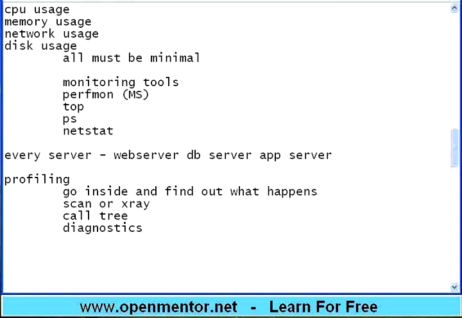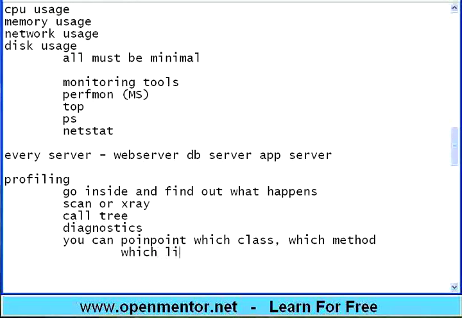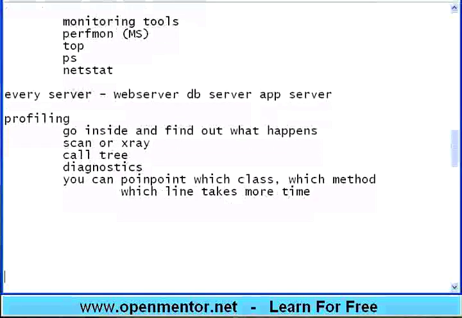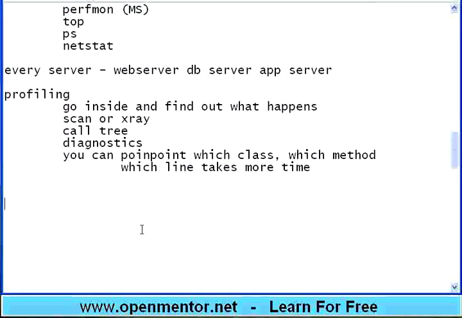Diagnostics means going inside the code and ensuring which part is taking more memory or system resources. Based on this, you can pinpoint which class, which method, and which line takes more time, and then fine-tune that part. So performance testing clubbed with profiling will give you enough details on what is going on in your load test.